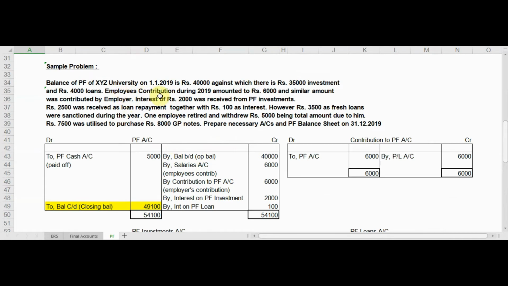Now, employees' contribution during 2019 amounted to 6,000 and similar amount was contributed by employer. So, salaries account debit to PF account. In PF account, by salaries 6,000 and employer's contribution is 6,000 also. So, employer's contribution to PF debit to PF account 6,000.